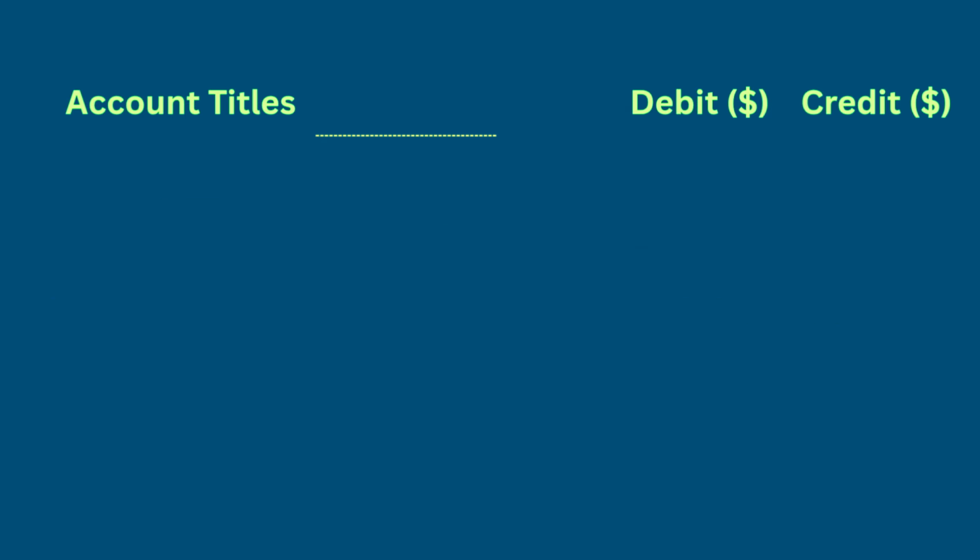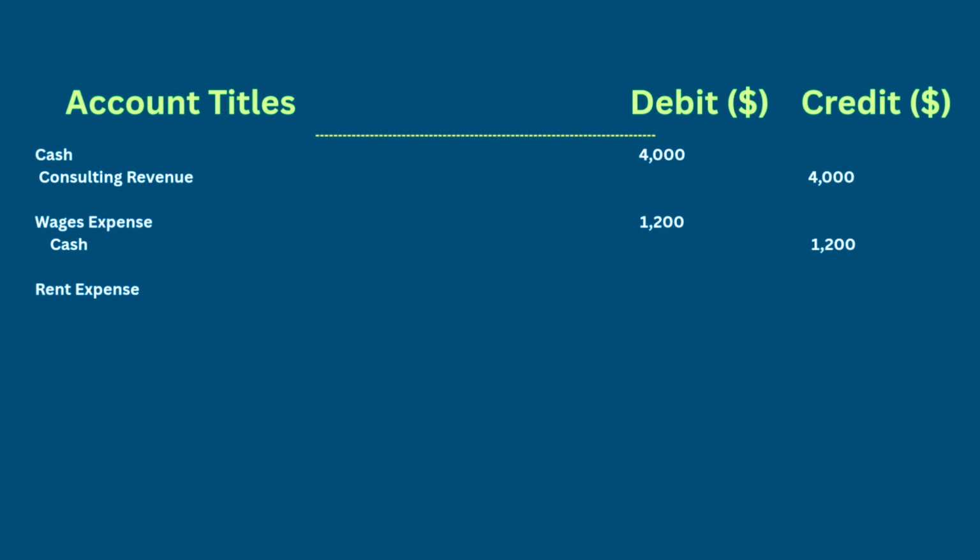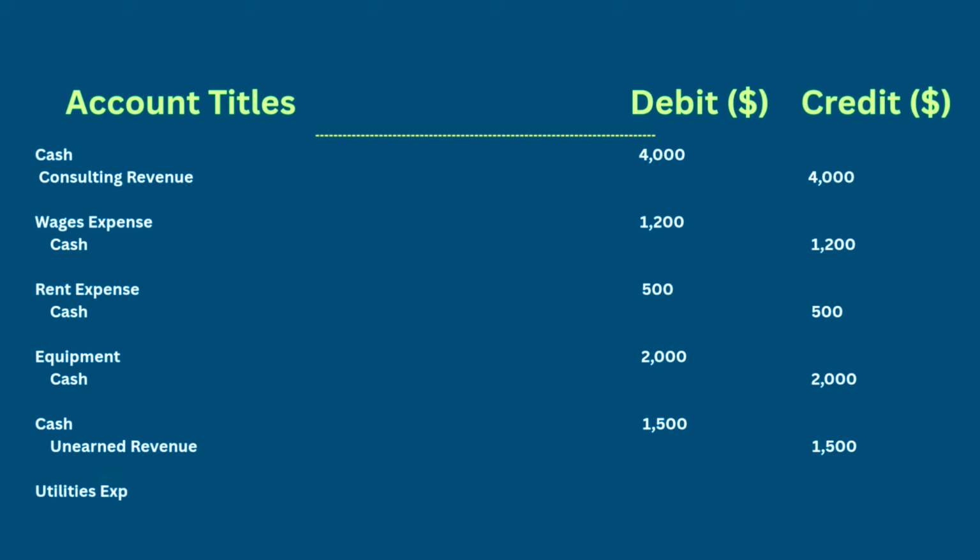Step 1. Record every business transaction as a journal entry. This is the first step in the accounting cycle and the foundation of accurate bookkeeping. Every journal entry follows one simple rule. For every debit, there must be an equal credit. In other words, the total amount debited must always equal the total amount credited. This is what keeps the accounting equation in balance.